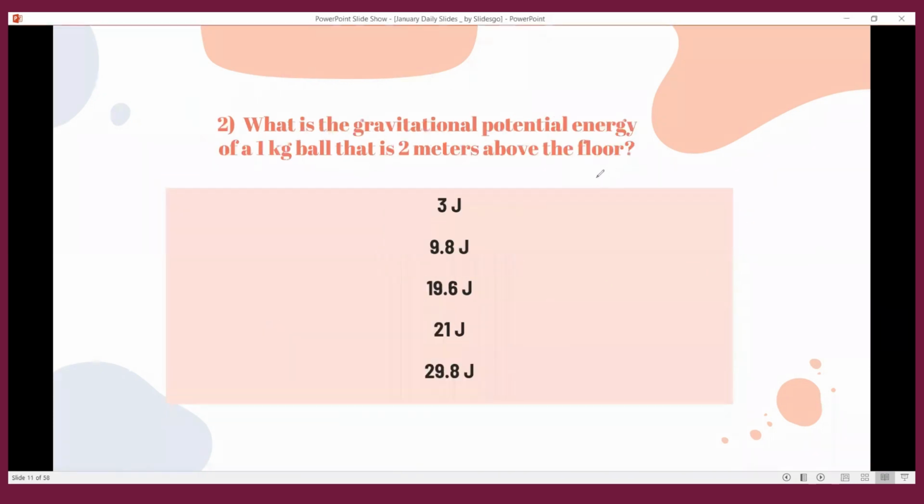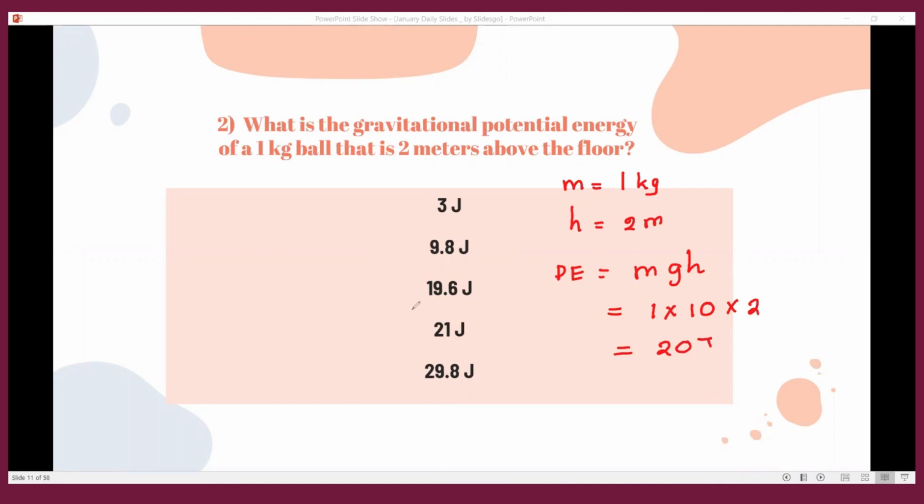What is the gravitational potential energy of a 1 kilogram ball? This time the mass is 1 kilogram and the height is 2 meters. Now we know that the potential energy is mgh. Substituting the values, m is 1 kilogram, so 1, gravity is 10, and h is 2. So we get the answer 20 joules, and the close answer for this is 19.6.